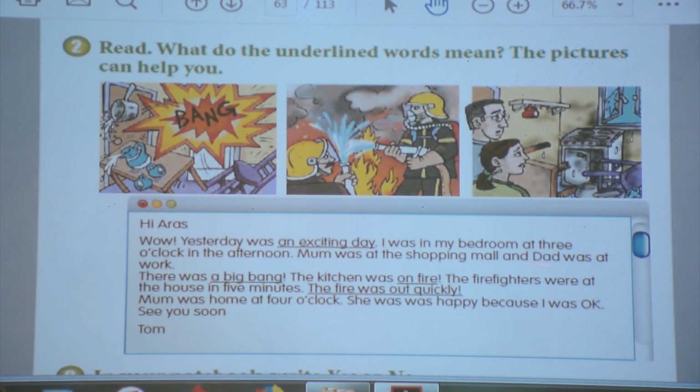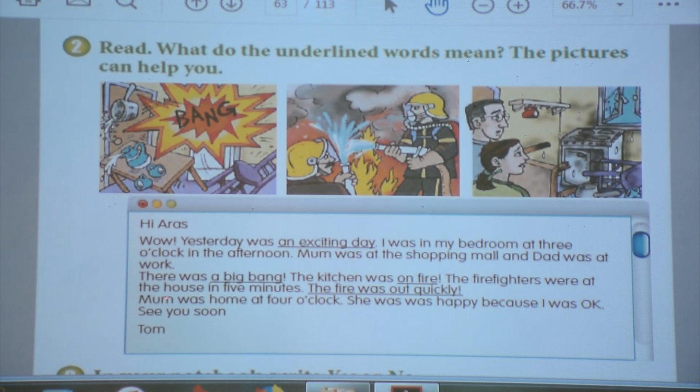The firefighters were at the house in 5 minutes. Okay, and the fire was out quickly. Why do we use "was"? Because the fire is singular, not plural. So you should choose "was," not "were."